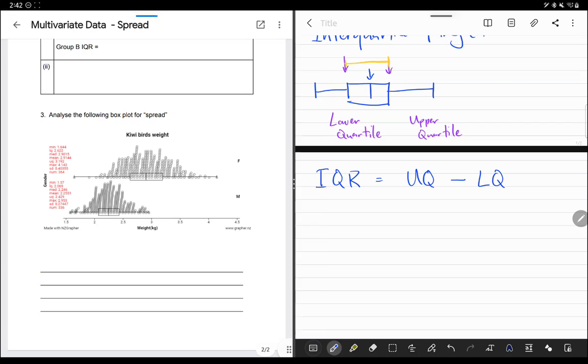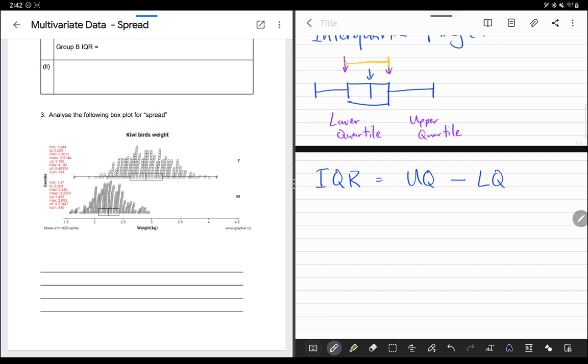Just because that number 3 there, that picture, that's from NZGrapher. So I know we aren't doing Kiwi birds and weight, but this kind of format, right? This shape, this layout is going to be the same as the one we're going to actually use. So we might as well get ready and get prepared using this.